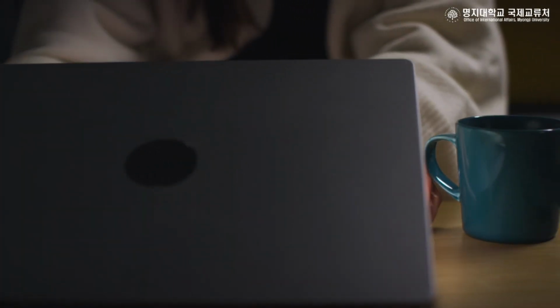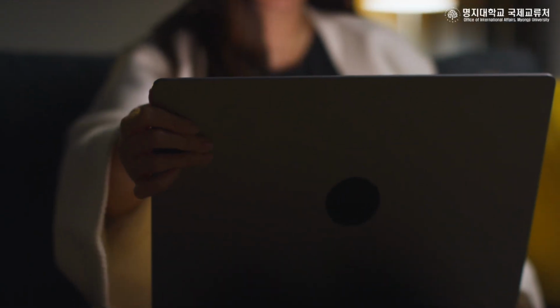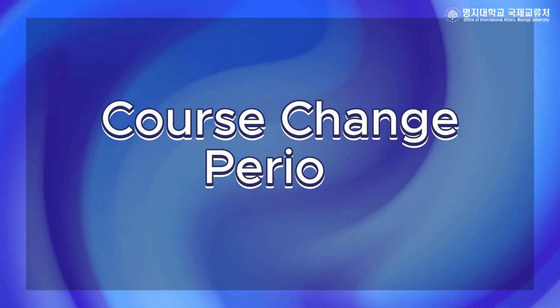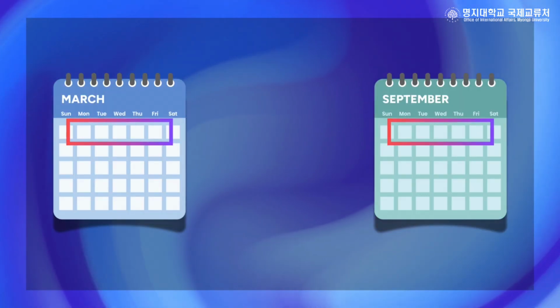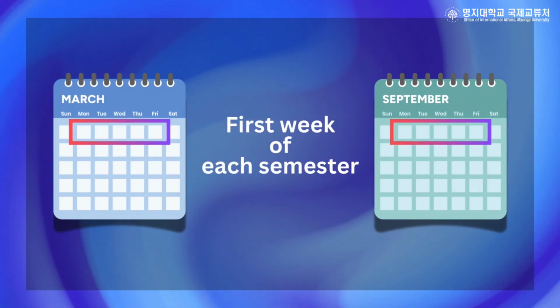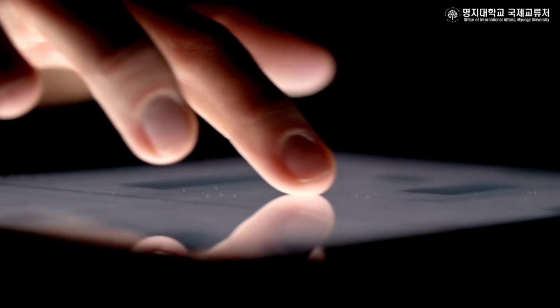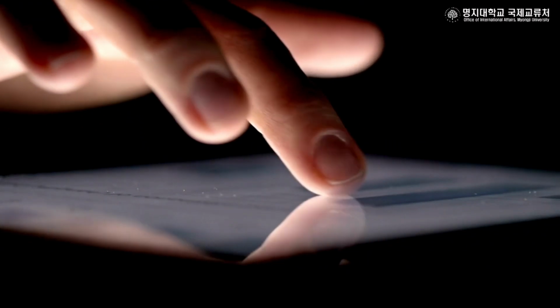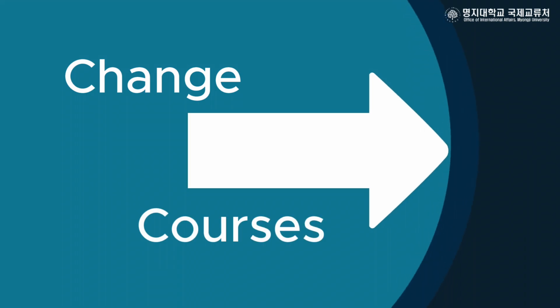I know this process can feel a bit stressful, but here's the good news. If you don't get into your dream courses during registration, there's always the course change period. This is your second chance to adjust your schedule, and it happens during the first week of the semester. Trust me, during this time, students are constantly swapping and dropping courses. So you'll have a great chance to snag a spot in the classes you want.